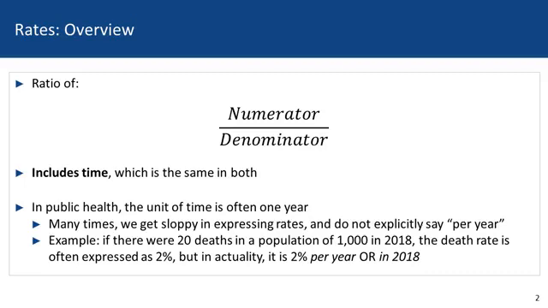In public health, the unit of time most commonly used is 1 year, and many times we actually get sloppy in expressing rates and do not explicitly state per year. So for example, if there were 20 deaths in a population of 1,000 in 2018, the death rate is often expressed as 2%, but in actuality, it is 2% per year, or 2% in 2018.